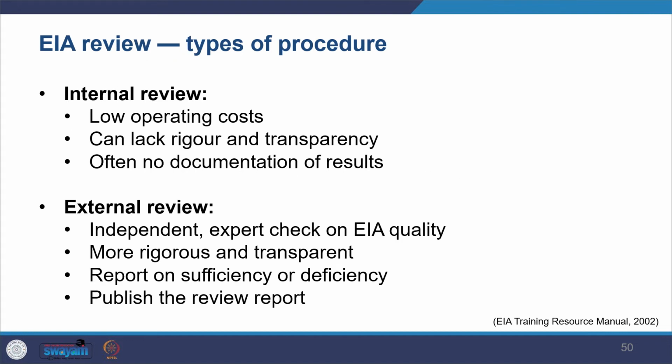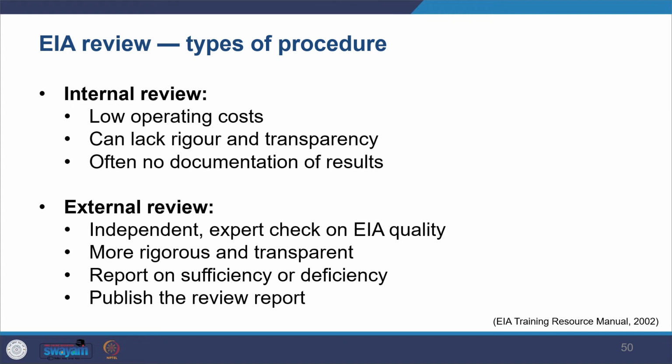EIA review types of procedure: you see that there can be internal review and there can be external review. When you do internal review, it has certain limitations: it can lack rigor and transparency, and you might not have enough documentation. However, it can be low in terms of budget, it might save your money. But you can also have external review, which can have an independent expert check on EIA quality. It can be more rigorous and transparent, and it can also show what is sufficient and what is deficient, and you will be able to publish the review report.